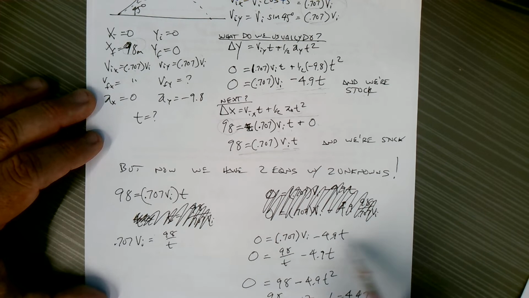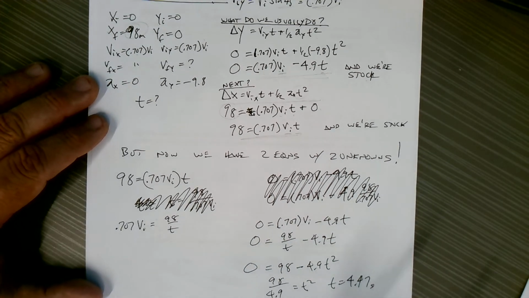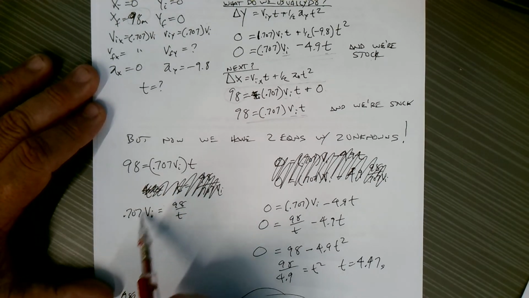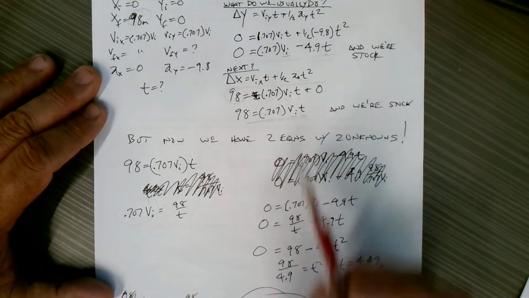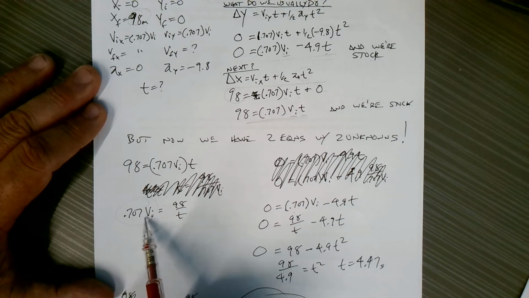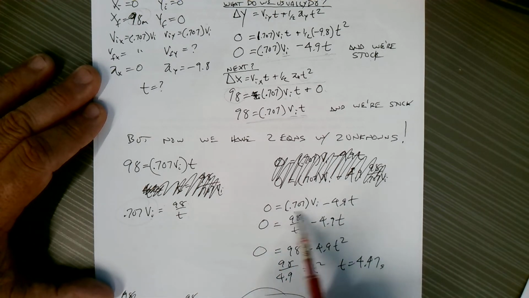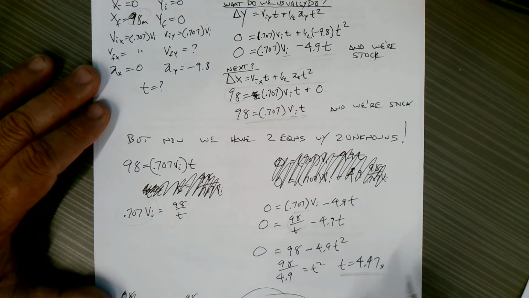Now, I had some missteps in how I got started. I didn't know which one I wanted to solve for first, and I wound up solving this one, which looks easier. I solved it for 0.707 VI, because 0.707 VI also appears in the other equation. So 0.707 VI turns out to be 98 over T. I put that in place of this one in the other equation, and then I had an equation with just T's in it. And I solved for time, and I got 4.47.